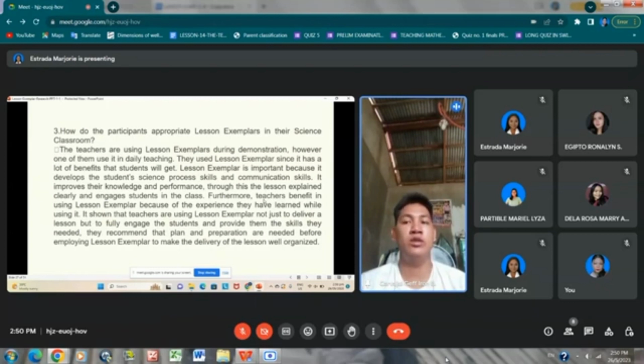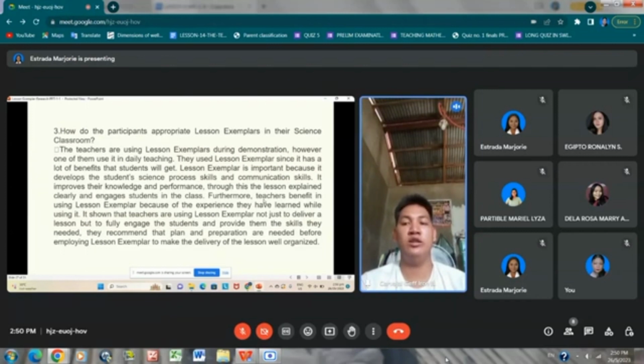Lesson exemplar is important because it develops the student's science process skills and communication skills. It improves their knowledge and performance through the lesson explained clearly and engages students in the class. Furthermore, teachers benefit in using lesson exemplar because of the experience they have learned while using it.